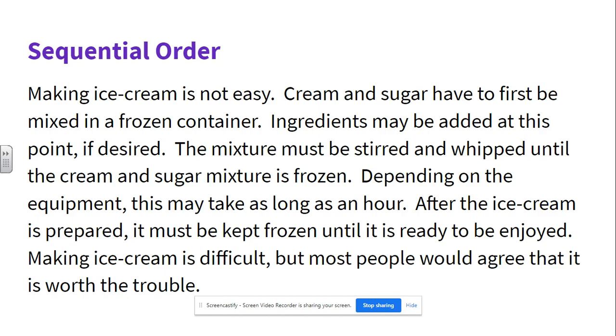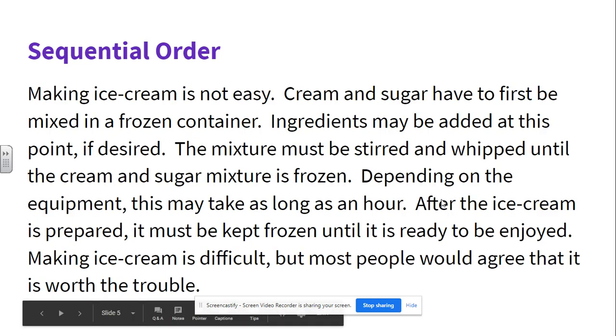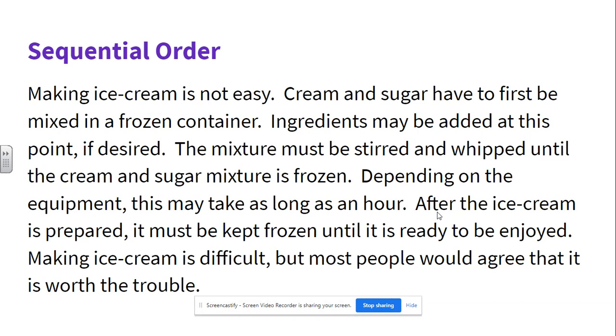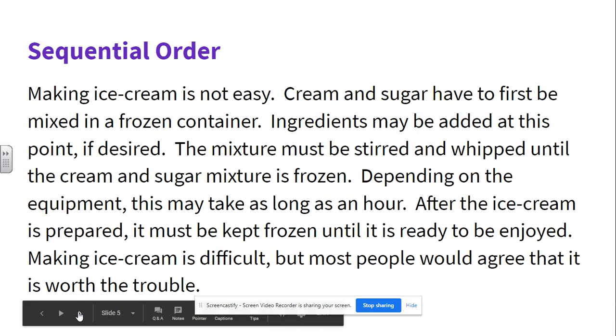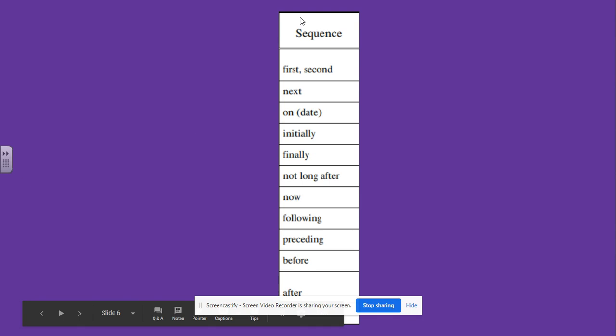So this reader does not use transition words like first, second, third, but you do see words like after to signal the reader that there is some sequential order taking place. Other words that signal sequential order might be first, second, next, initially, finally, not long after, now, following, preceding, before, after.